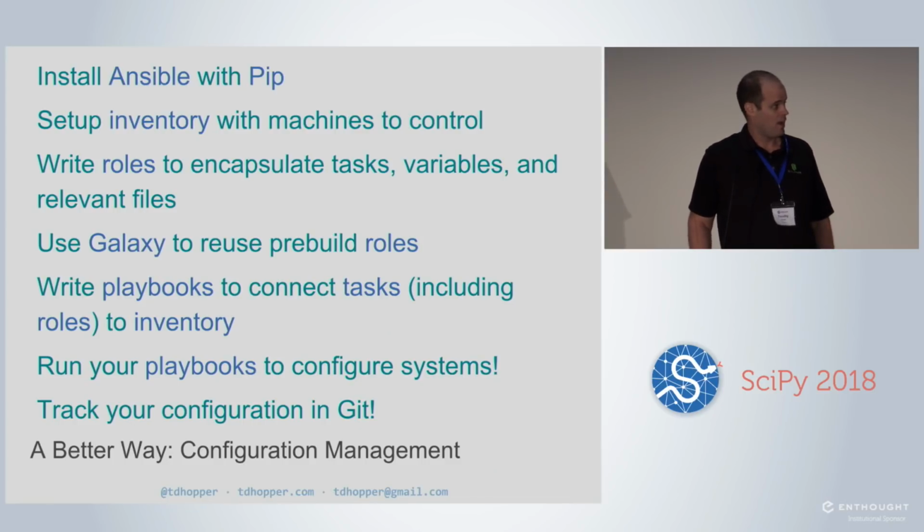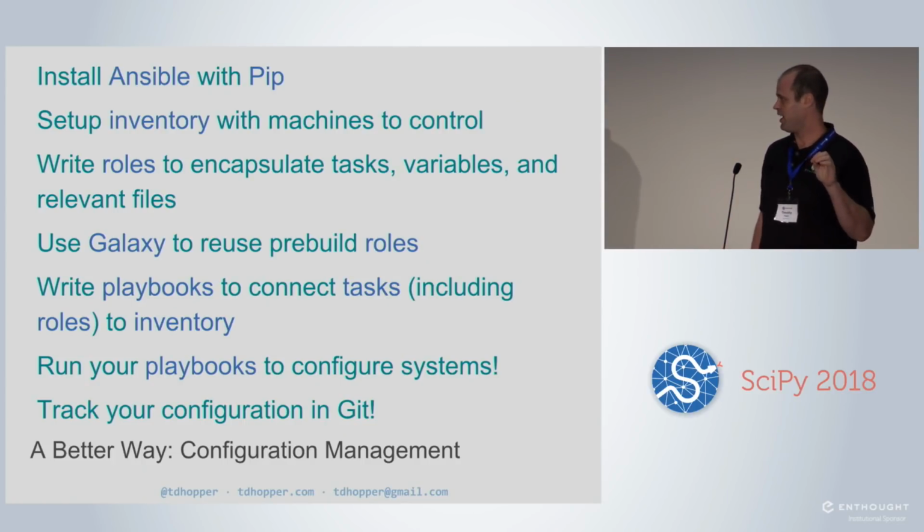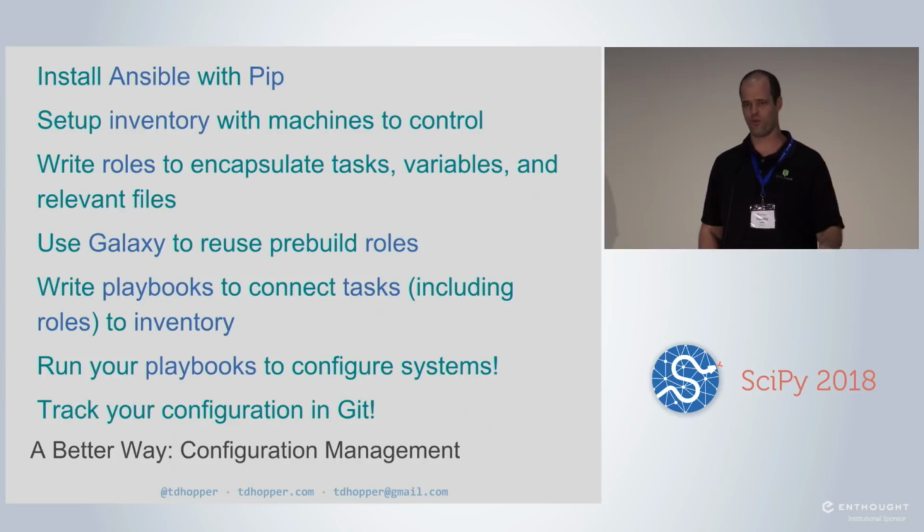This is a big, long conclusion slide, but the idea here is to give you some framework. This is a high-level view of how you use Ansible and what it can be used for in your data science work. You can install Ansible with pip. You can set up your inventory file with the machines you want to control. You can write roles to encapsulate the tasks, variables, and relevant files to do a particular job.